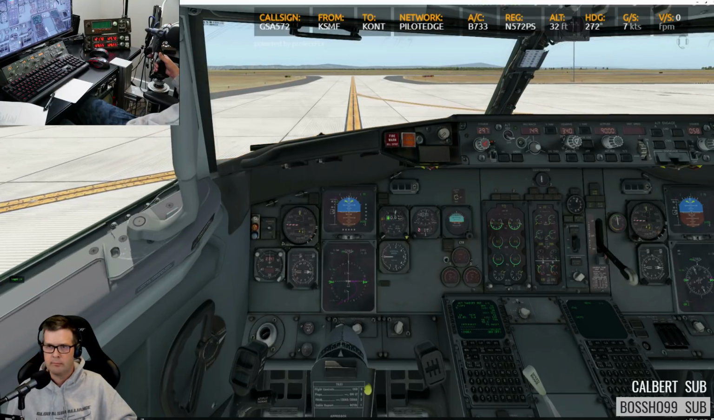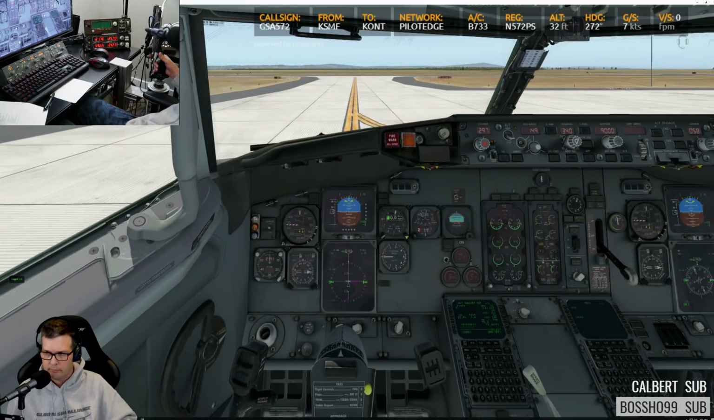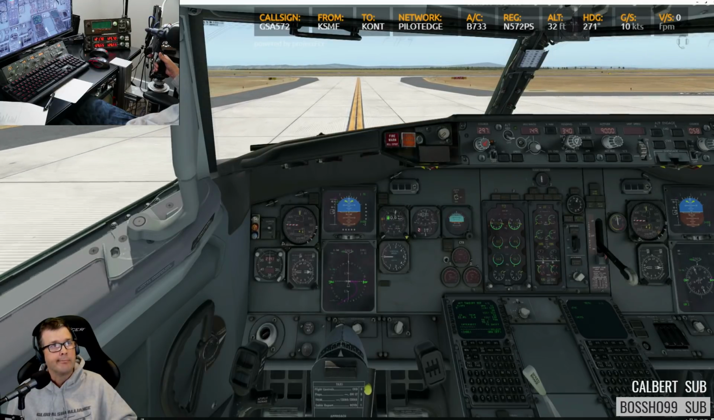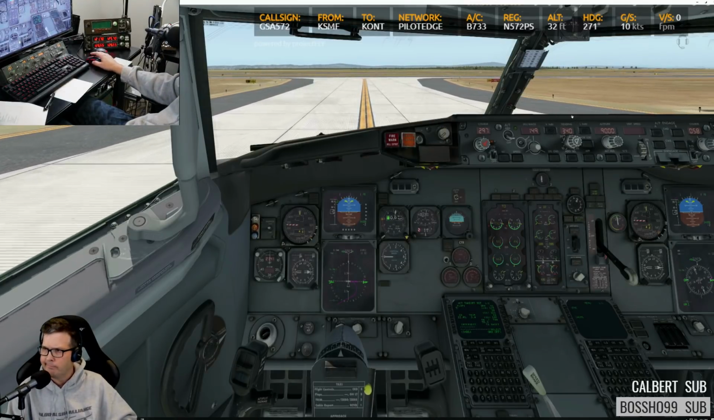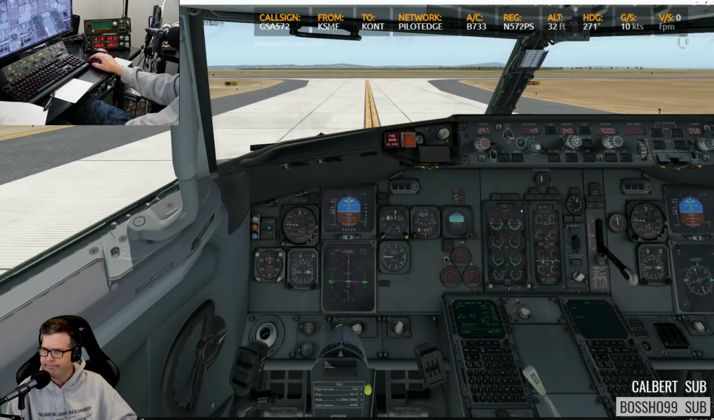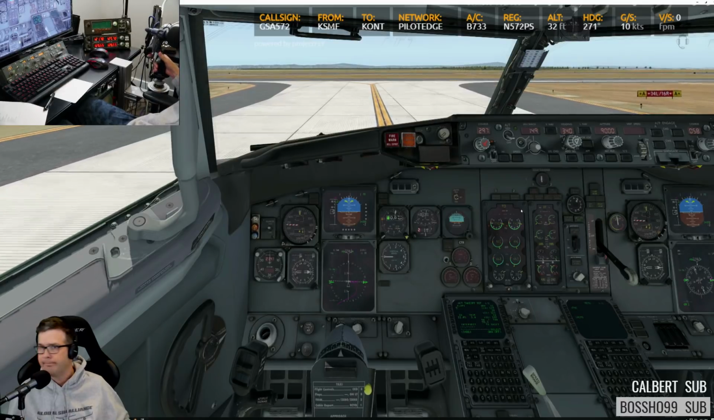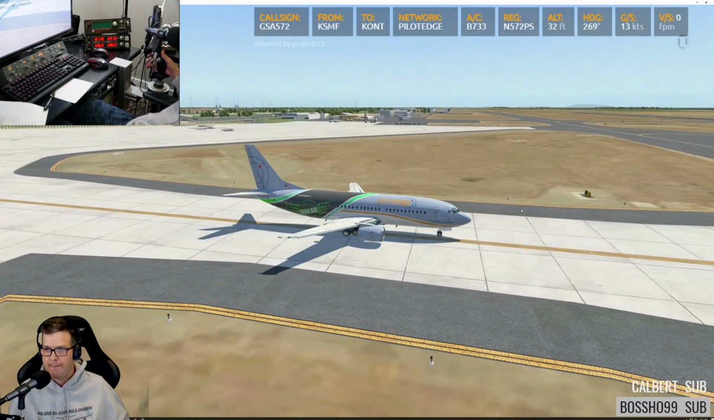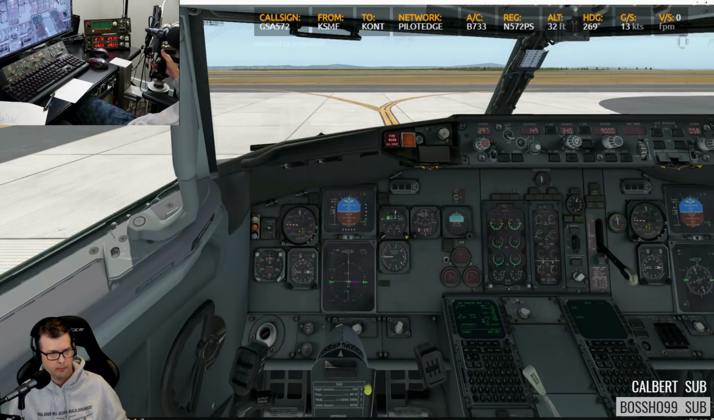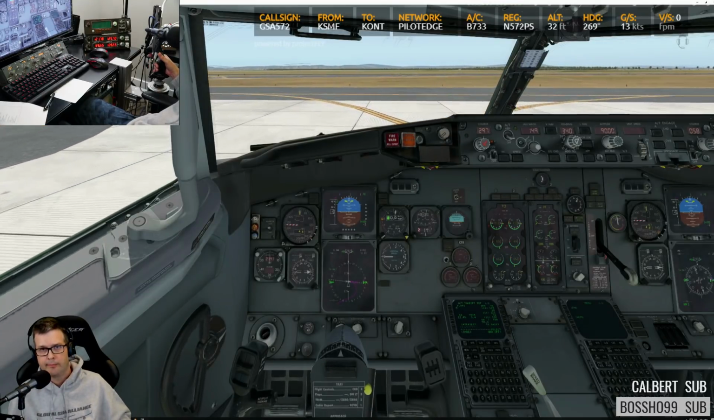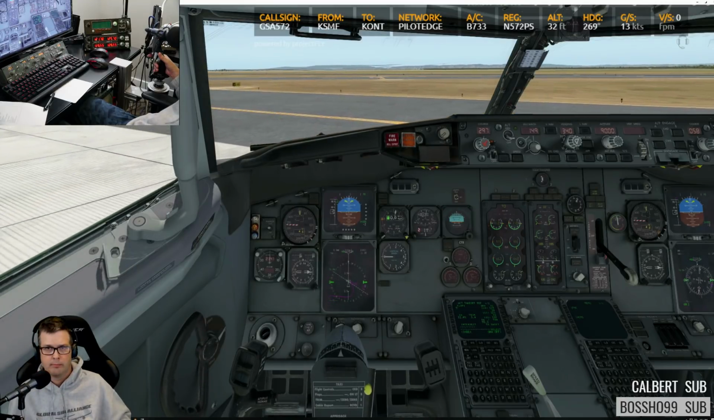FS Economy Auto Login. Sky High 610, contact NorCal approach 121.3. Sky High 610, NorCal approach, roger. Monterey altimeter 2990.